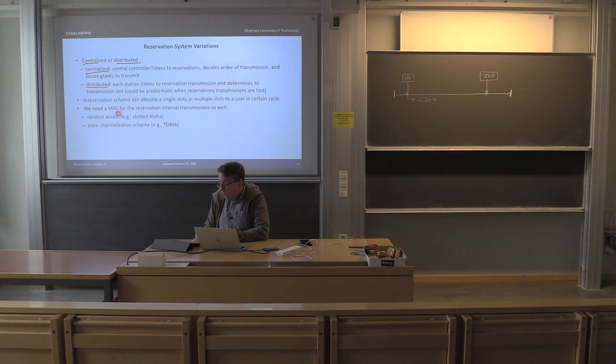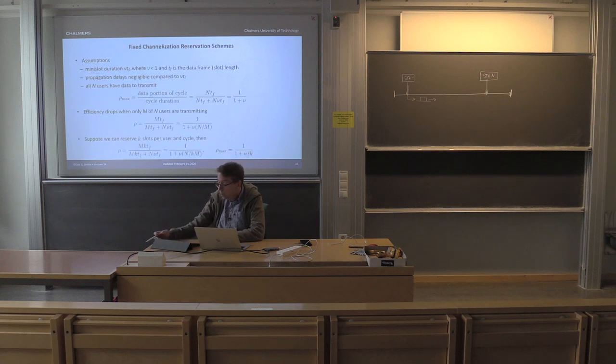We also need a medium access control for this reservation interval, and here there are two main ways to do that. Either we do that with random access, for instance with slotted ALOHA, or we use some type of static channelization scheme, for instance TDMA. So we'll go through them a little bit more in detail shortly.